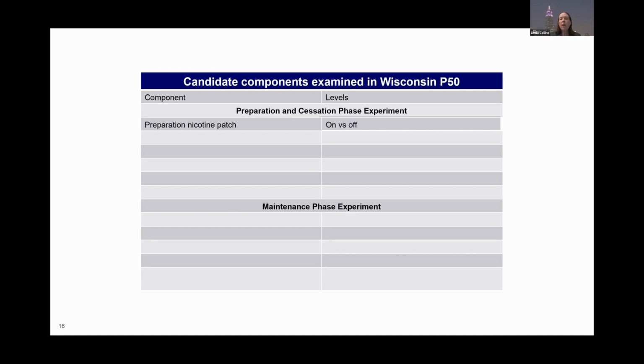So preparation phase use of a nicotine patch could be on or off. Preparation phase use of oral NRT, this was in a lozenge form, on or off. Now I want to stop for a moment and make the point that everyone got nicotine replacement, which is standard of care, at the quit date. The question here was whether using nicotine replacement earlier during the preparation phase would lead to better outcomes.